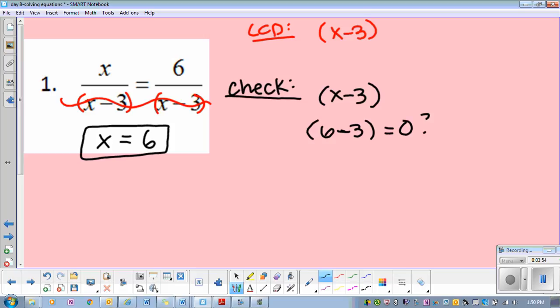Is that 0? No, 6 minus 3. That's not 0, it's 3. So it didn't equal 0, so this is a solution. So I'm going to put a check mark, I'm going to put a yes. I don't care what number it is. Okay? Let's go on to the next one.